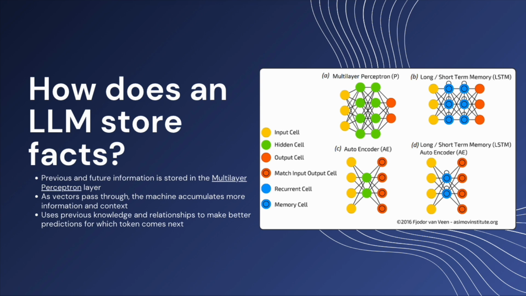All previous and future facts and information will be stored in the multi-layer perceptron layer. As vectors pass through the multiple MLP layers, the machine collects more information and context and stores it to make better predictions about which token comes next based on what it already knows from previous encoded information and relationships.